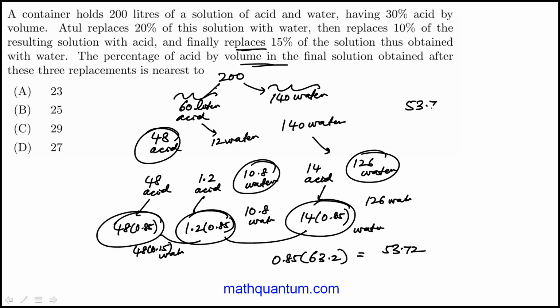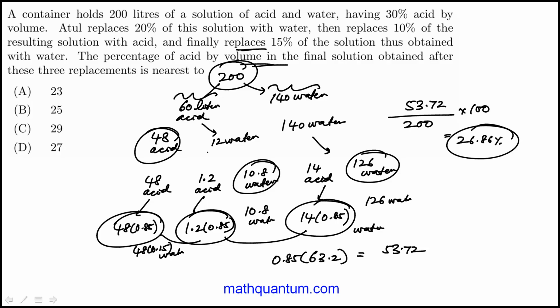So the percent of acid would be that divided by 200 because the total volume remains the same. And that is equal to 26.86% acid. And that's nearest to 27, which is choice D.